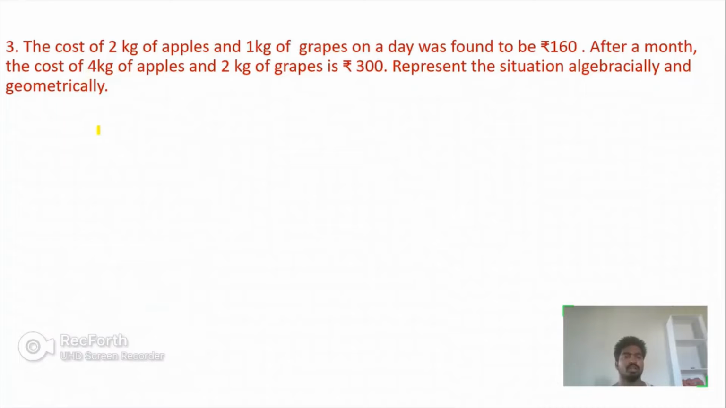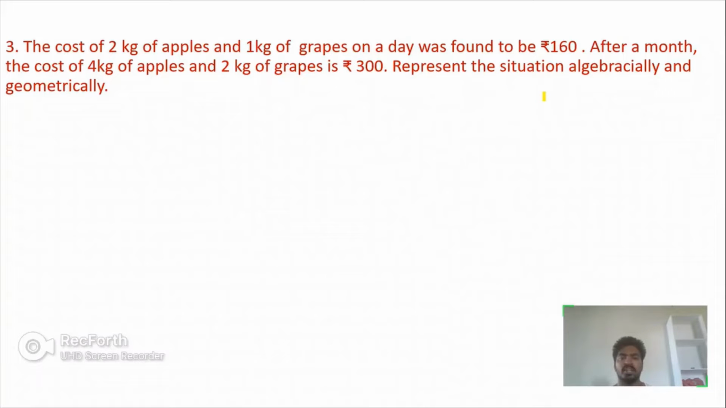Third problem. The cost of 2 kgs of apples and 1 kg of grapes on a day was found to be 160. After a month, the cost of 4 kgs of apples and 2 kgs of grapes is 300. So represent the situation algebraically and geometrically.